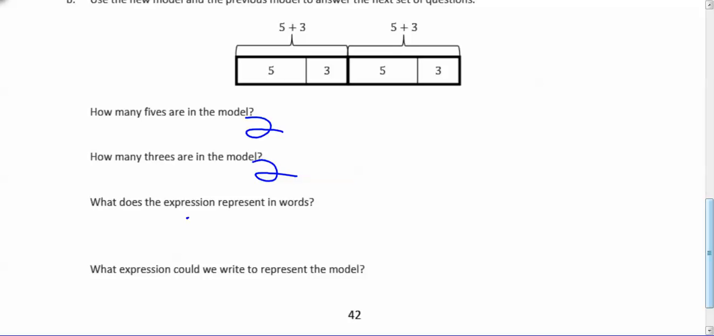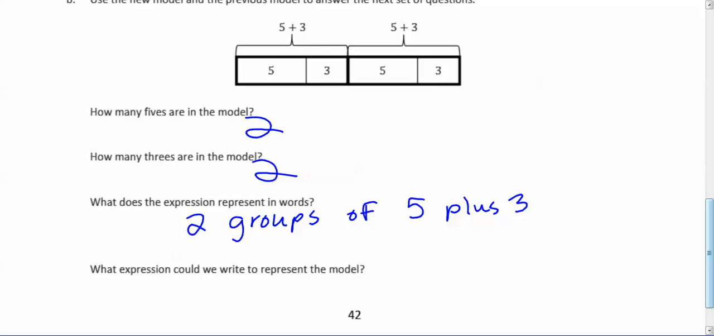We have how many groups of what? 2 groups of, very good, of 5 plus 3. Do we have the same quantity in both models? We do, right? We have 2 5's and we have 2 3's in both, right?